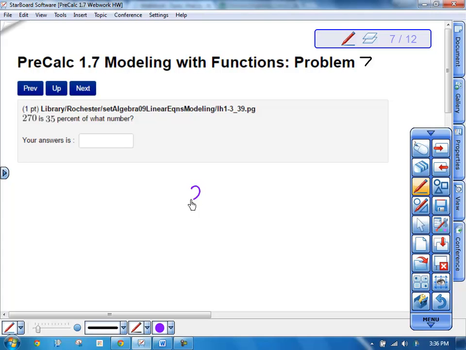Okay, next question. It says that 270 is 35% of what number? So 35% is 0.35, of is multiply, what number would be x, equals 270. So pretty easy to set up that equation, and obviously really easy to solve it as well. It gives me about 771.43-ish.